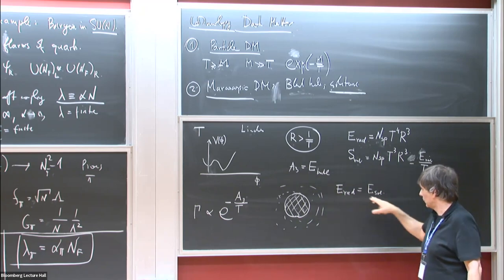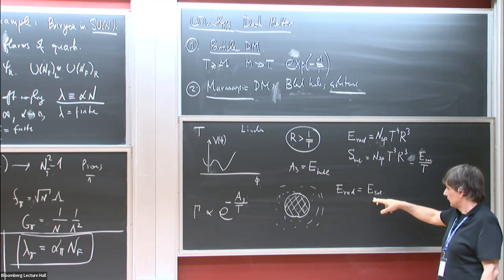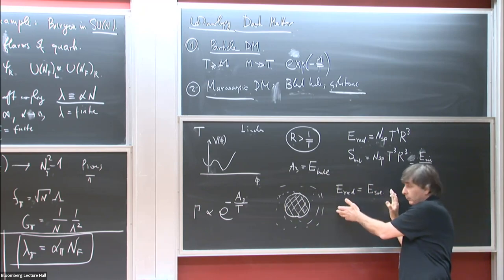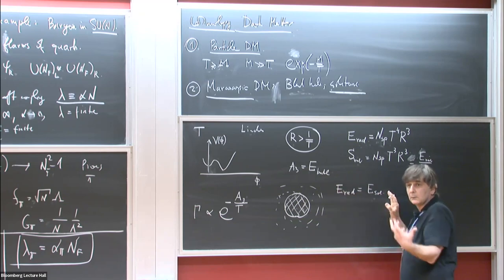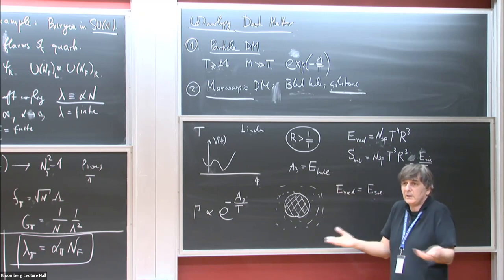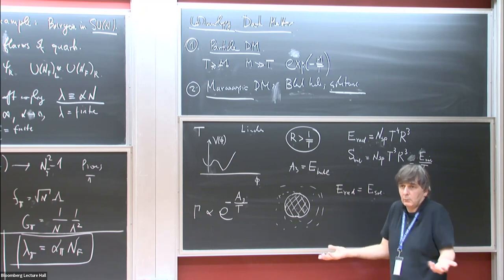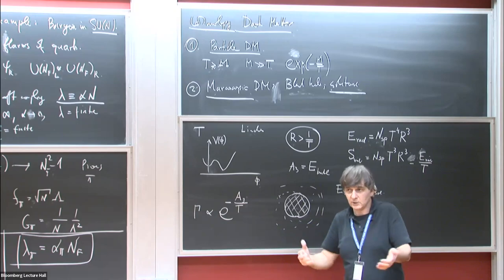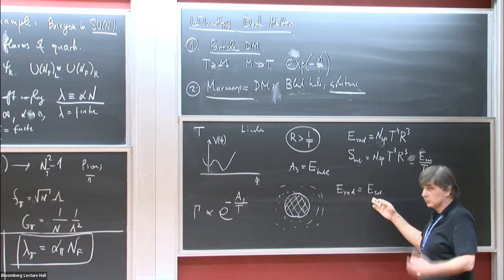Fine. This we can satisfy. But now, if the soliton carries... usually solitons carry very little entropy, almost zero. Why? Because a soliton is a coherent state with very little degeneracy, and so there is no entropy.